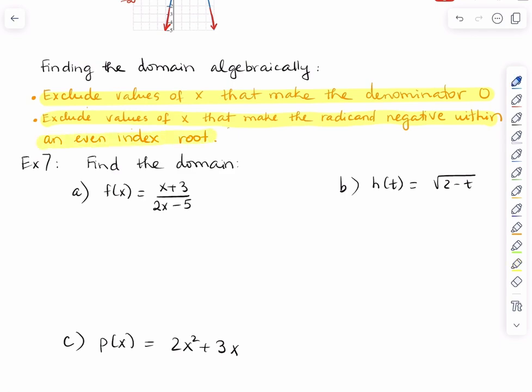Now, let's recall some terminology here. Let's say we have a square root. Whatever is inside of this root here, that's called the radicand. And because this is a square root, the index is 2. If it was a cube root, then the index is equal to 3. So the restrictions really apply for an even index, like square root, fourth root, sixth root, and so on. There should be no restrictions for a cube root.